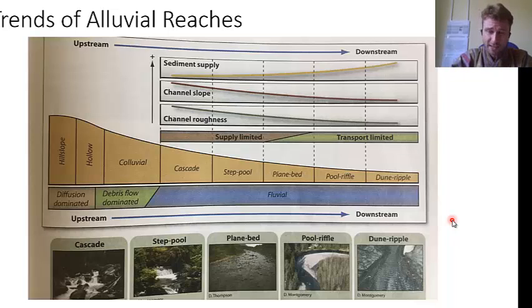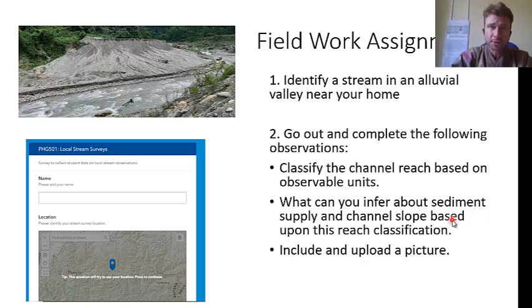But to gain some practice, what I'm going to have us do is to try to see if we can identify some of these features in the field. So what I'm going to ask you to do over these next few days is to identify a stream in an alluvial valley near your home. Now this can be a big channel stream like a river, or else it can be a smaller rivulet, but just somewhere where water transport of sediment is our dominant system. And I'm going to ask you to go out and complete the following observations.